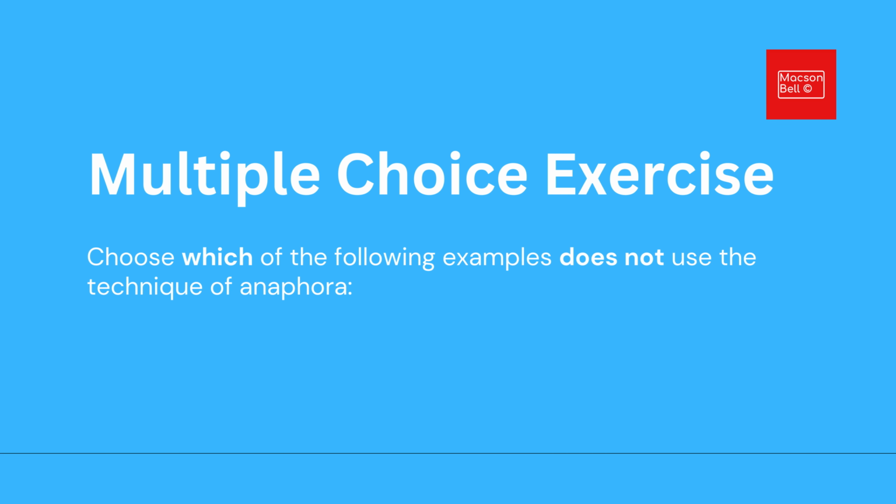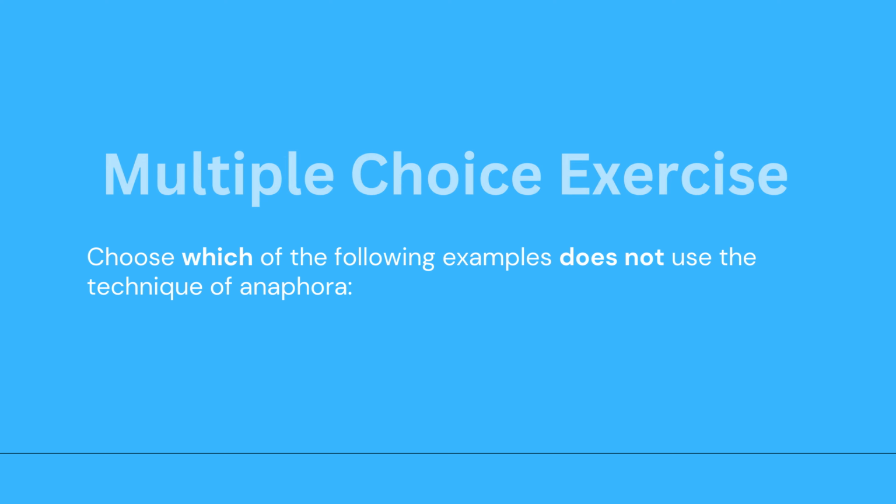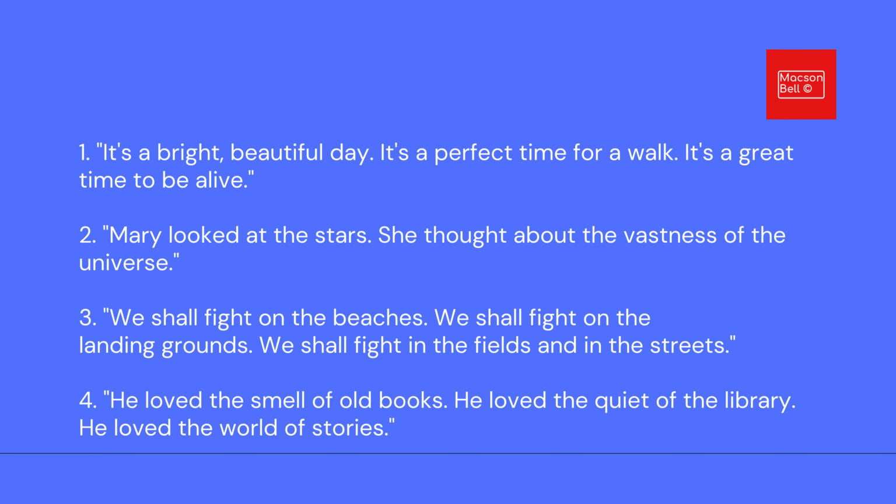Multiple choice. Choose which of the following examples does not use the technique of anaphora. 1. It's a bright, beautiful day. It's a perfect time for a walk. It's a great time to be alive. 2. Mary looked at the stars. She thought about the vastness of the universe. 3. We shall fight on the beaches. We shall fight on the landing grounds. We shall fight in the fields and in the streets.